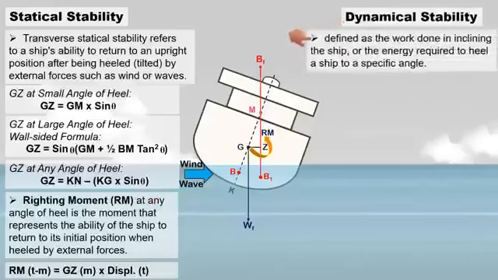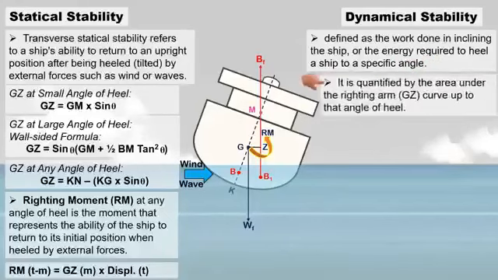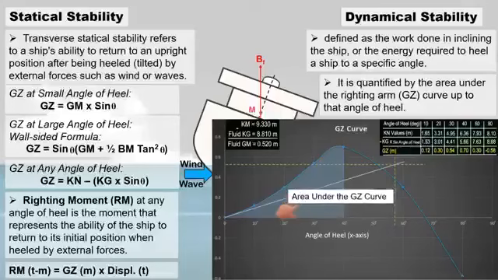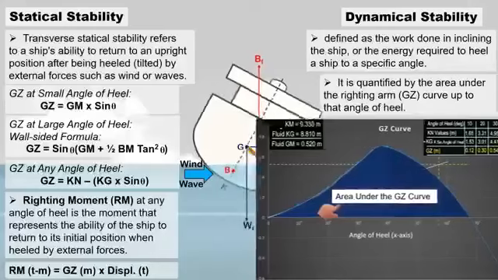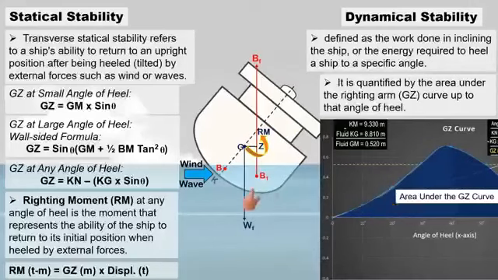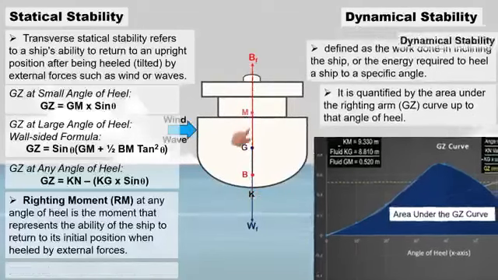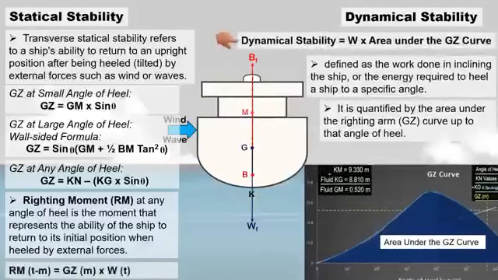Dynamical stability is defined as the work done in inclining the ship, or the energy required to heel a ship to a specific angle. It is quantified by the area under the righting arm curve, known as the GZ curve, up to that angle of heel. This area represents the energy needed to incline the vessel and provides insight into the ship's ability to resist capsizing under dynamic conditions. A larger area under the GZ curve indicates greater dynamical stability, meaning the ship can absorb more energy from external forces without capsizing. This is the formula to determine dynamical stability.